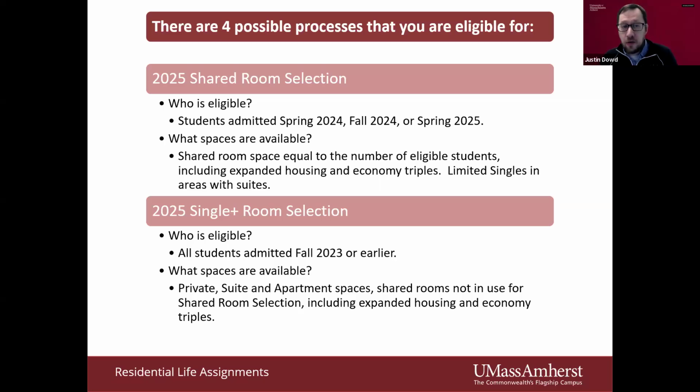Any student that is admitted for spring 24, fall 24, or spring 2025, which is, I imagine, most of the students that are here right now, is going to be eligible for that shared room selection process. That process is only going to include spaces that are shared rooms with a limited number of singles in areas that have suites. But the important thing to note about the shared room selection process is that there will be enough spaces within that process for every student who has an appointment to select something.